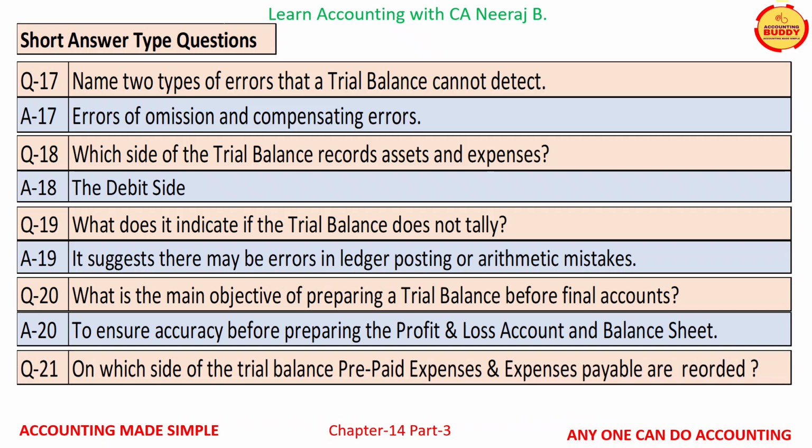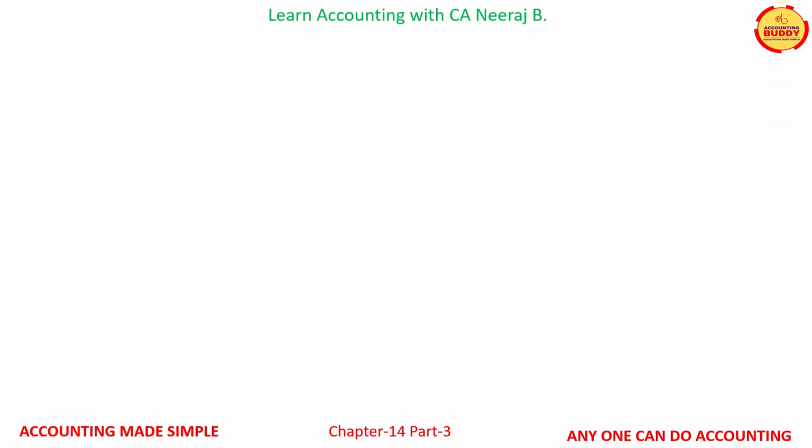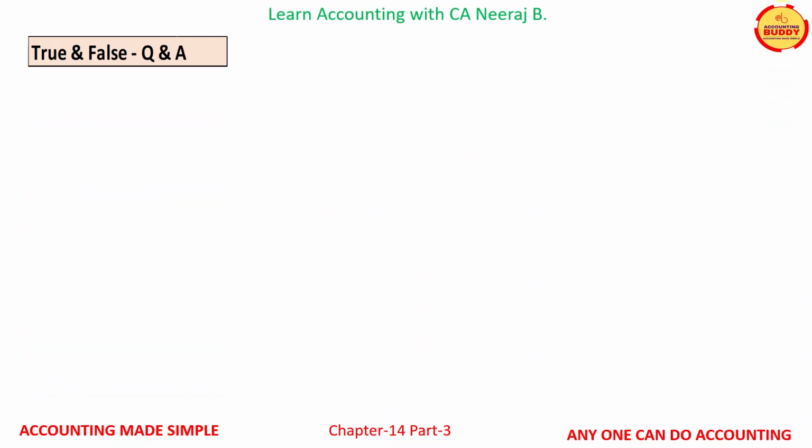Question number 21. On which side of the trial balance are prepaid expenses and expenses payable recorded? And the answer is prepaid expenses are recorded on the debit side while the expenses payable are recorded on the credit side of the trial balance. In this section, we will address true and false questions and answers.